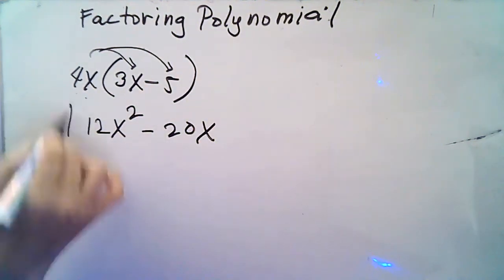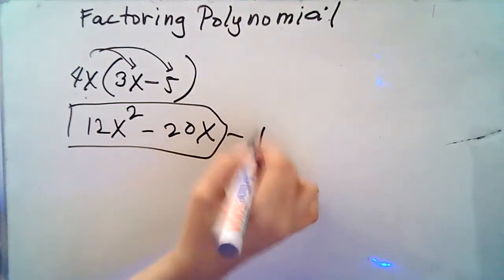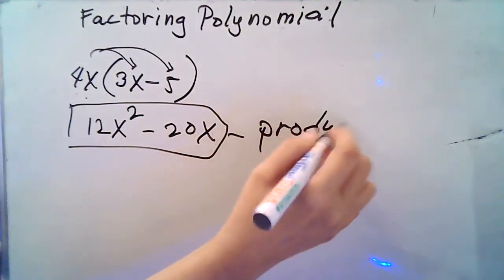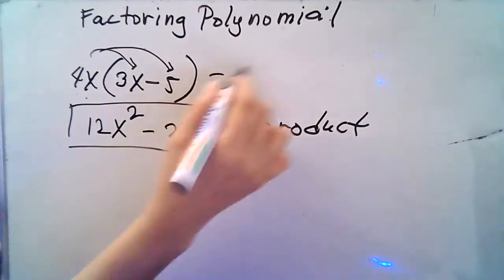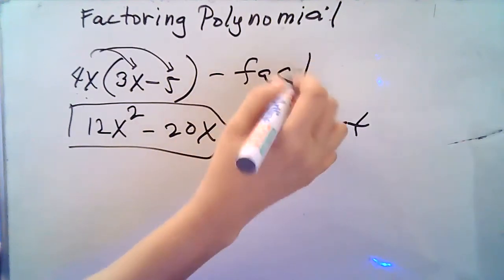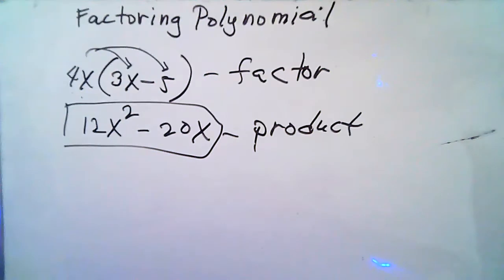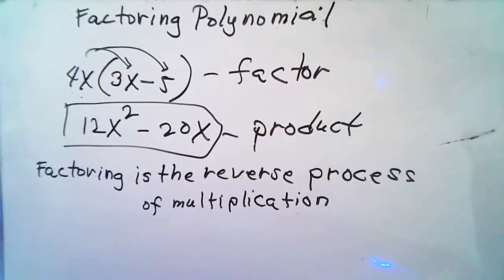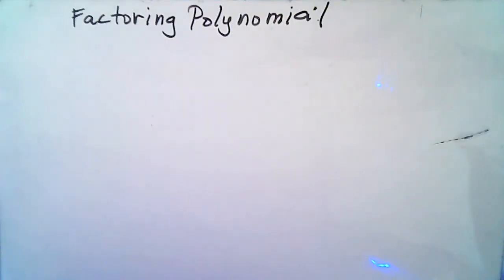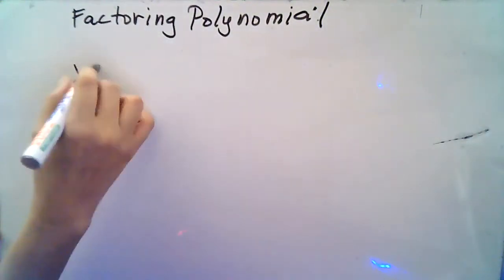So the resulting expression is actually the product of these factors. So basically, factoring is the reverse process of multiplication. Now let's take another concept: the square of a binomial.